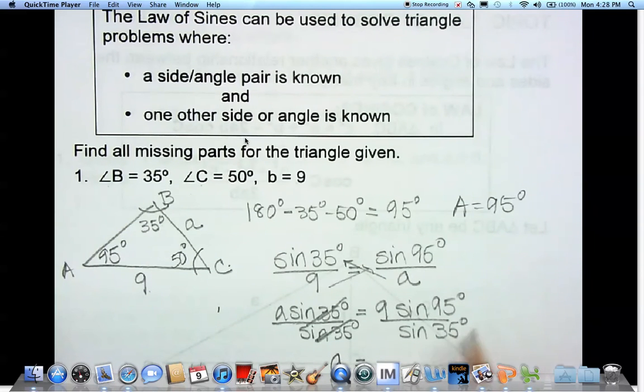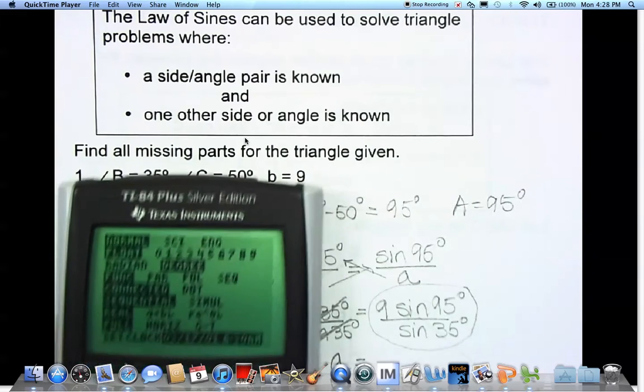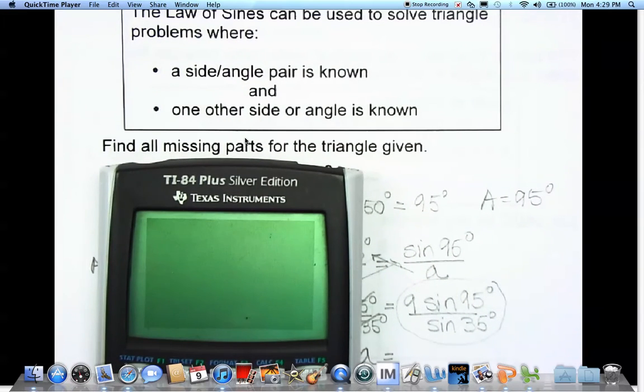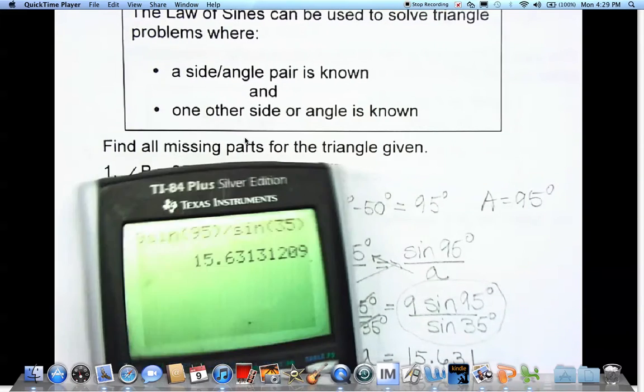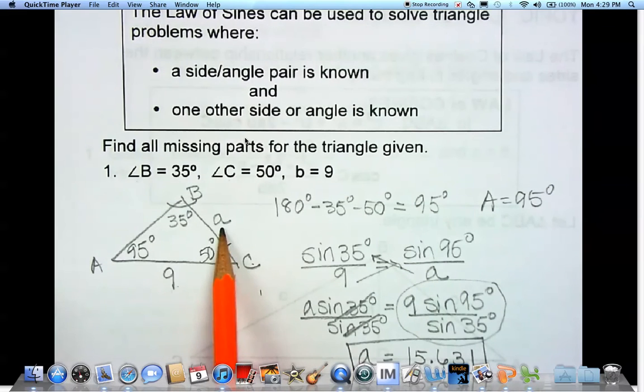Then we'll plug this in the calculator. You have to make sure your calculator is in degrees, always when we're working with degrees. Then we'll do 9 sine of 95 divided by sine 35. So that equals 15.631. We're going to go to 3 decimal places on the sides. So that is side a.